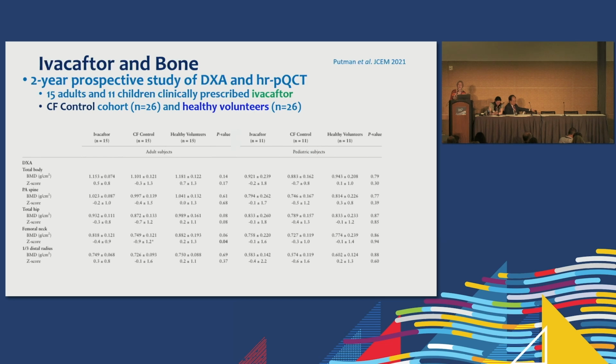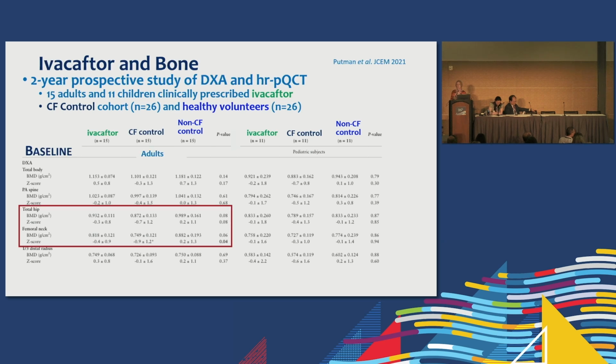Melissa Putman, for her K23, did a 2-year prospective study of DEXA and HRPQ-CT in adults, 15 adults and 11 children, treated with ivacaftor. She looked at, right here is the baseline data, ivacaftor, individuals with CF not treated with ivacaftor, and otherwise healthy individuals.